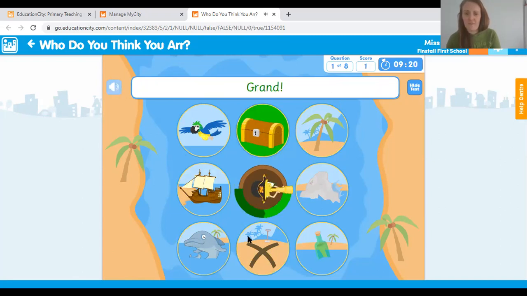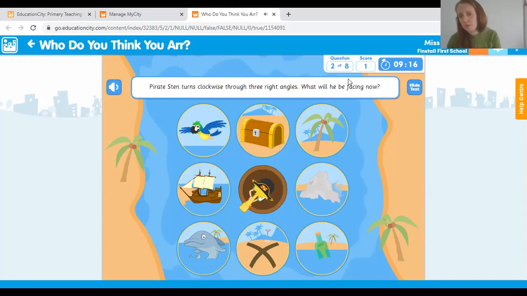Grand. And then he moves to the treasure chest. Now we are checking your scores. Pirate Stan turns clockwise through 3 right angles. What will he be facing now?